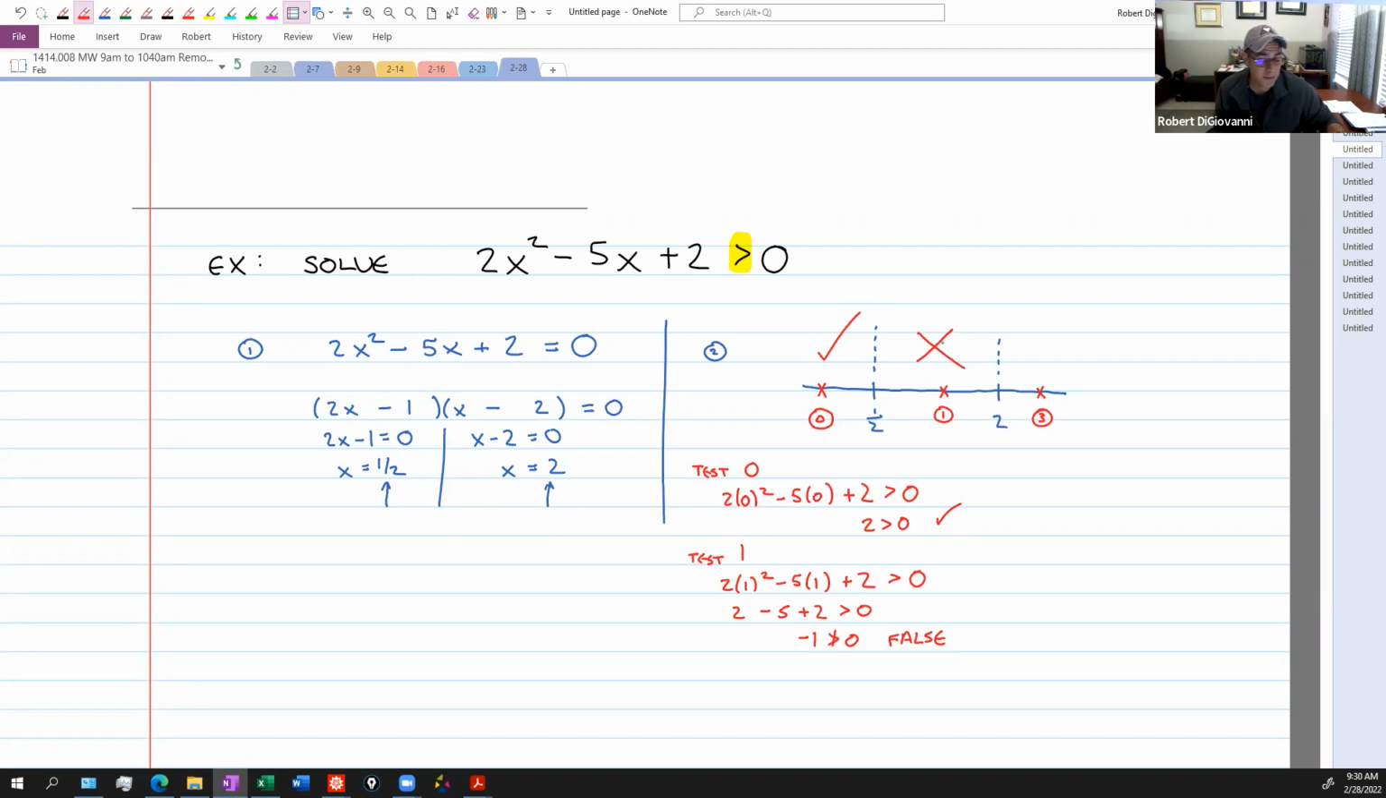And in an effort to save time, I'm not going to test 3. I'm just going to tell you what the result is. It does work. All right. Not showing that.